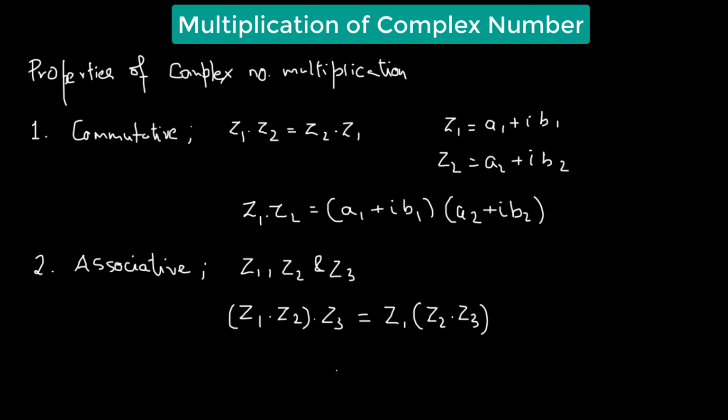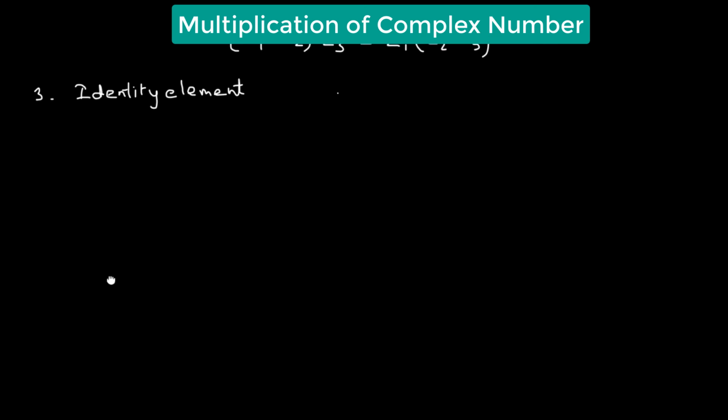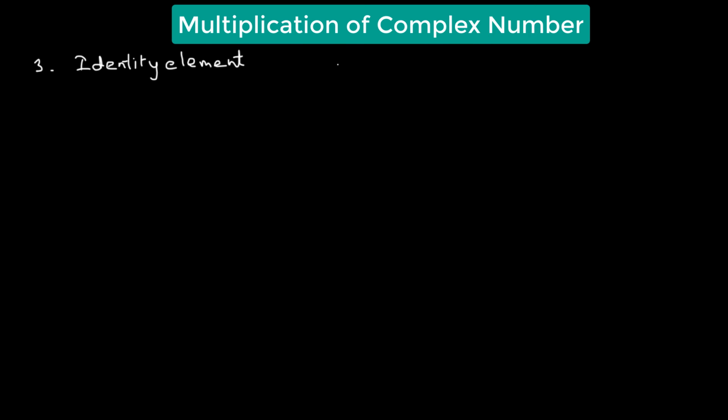Then we move on to the third property, which is the existence of an identity element for multiplication. So in order to understand the existence of the identity element for multiplication, we consider a complex number z1 equal to 1 plus i times 0. This is a purely real number.